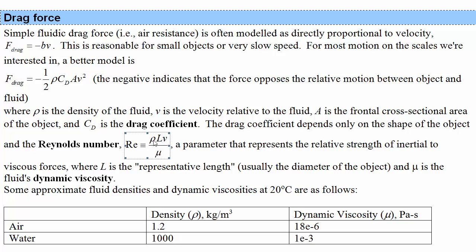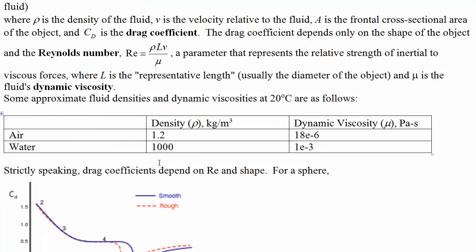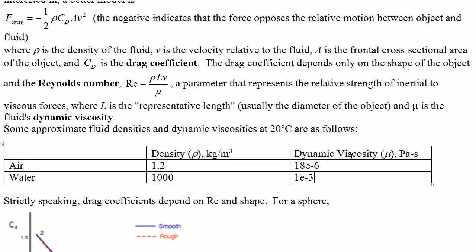The inertial forces go like the density times the length times the velocity, so sort of like a size, a density of the fluid and the speed that we're moving through it at, divided by the stickiness of the fluid, the viscosity. Now, just to give you some numbers, air at atmospheric pressure and at around 20 degrees Celsius has a density of about 1.2 kilograms per cubic meter and a dynamic viscosity of 18 E-6 Pascal seconds, whereas water has a density of 1,000 kilograms per cubic meter, about 1,000 times higher, and a dynamic viscosity of 1 E-3, so that's about 50 times higher than the dynamic viscosity of air.